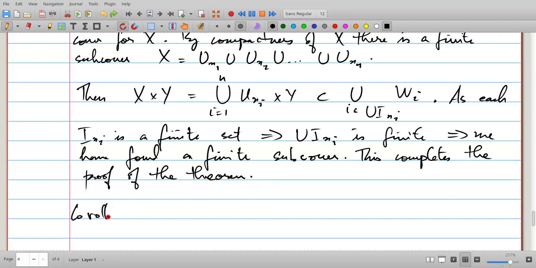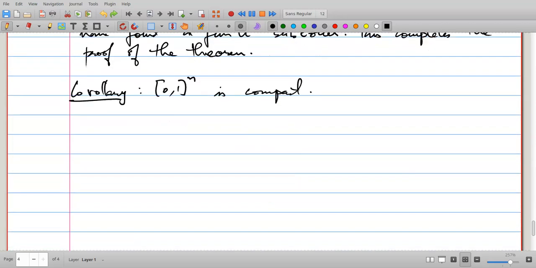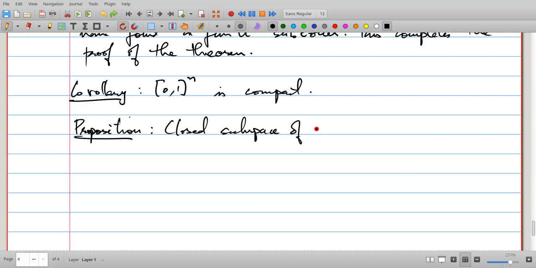So as a corollary, we get that the product of the closed interval 0 1 with itself n times is compact. So we saw that any subspace of a compact space need not be compact, but if we take a closed subspace of a compact space, it is compact.